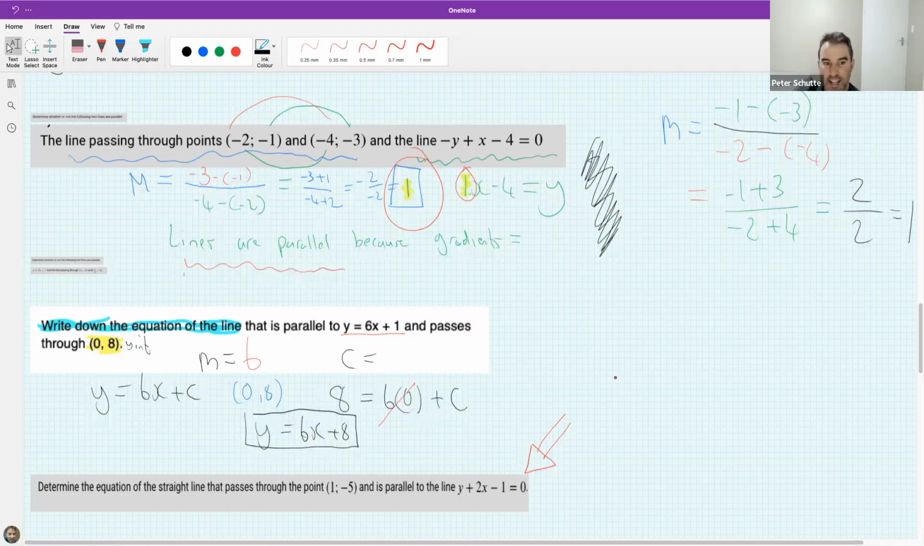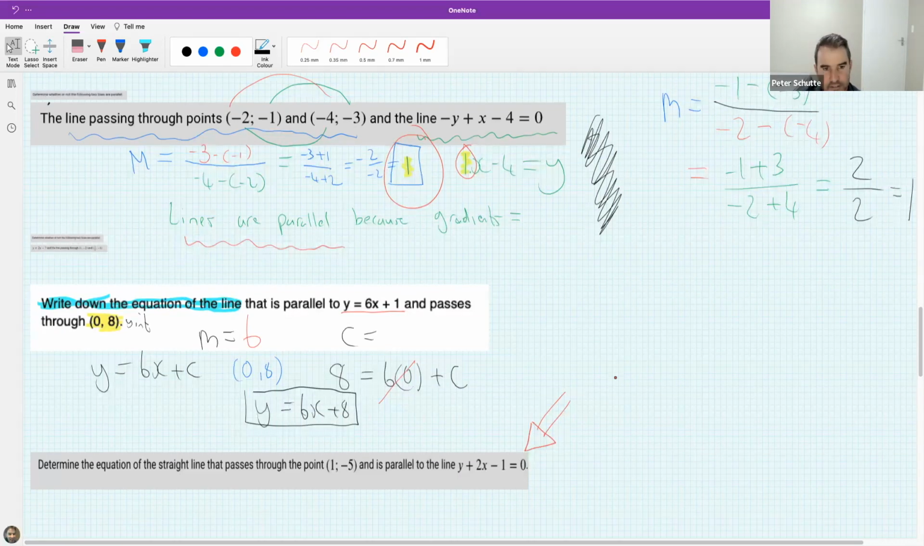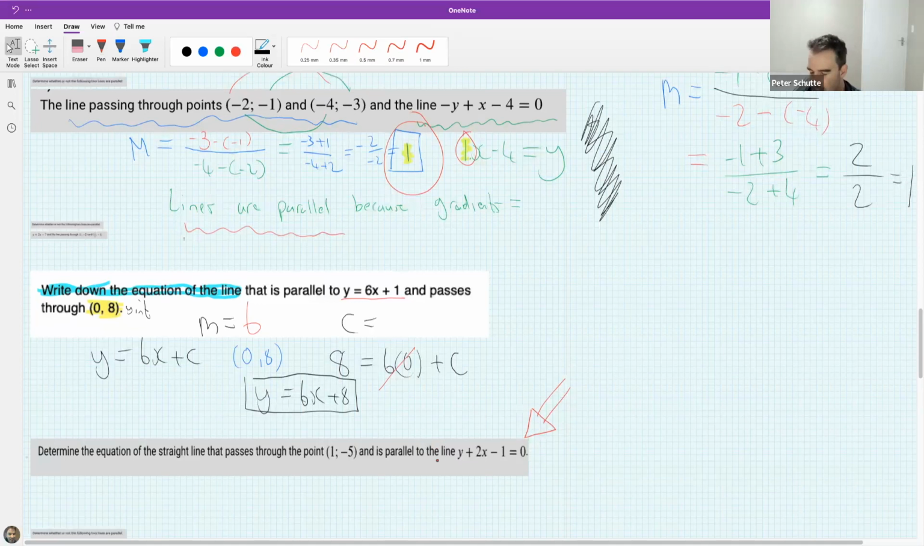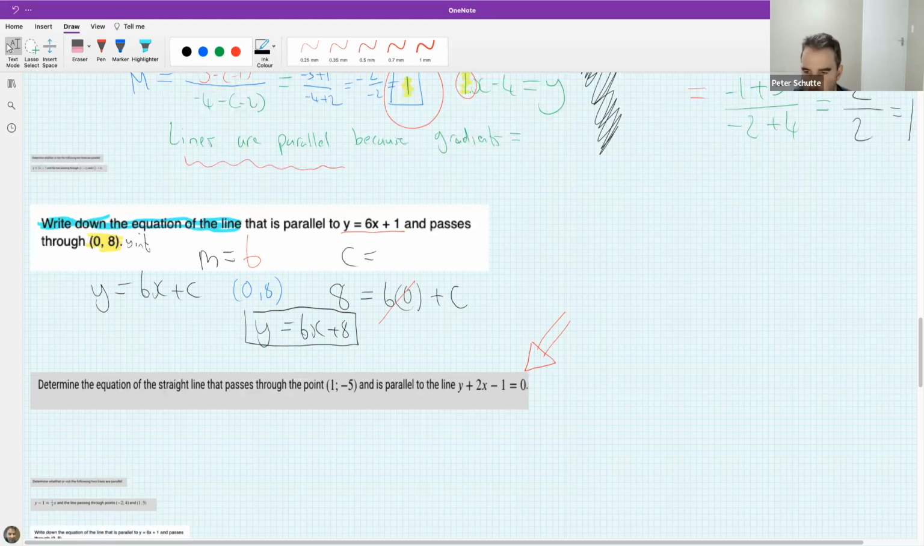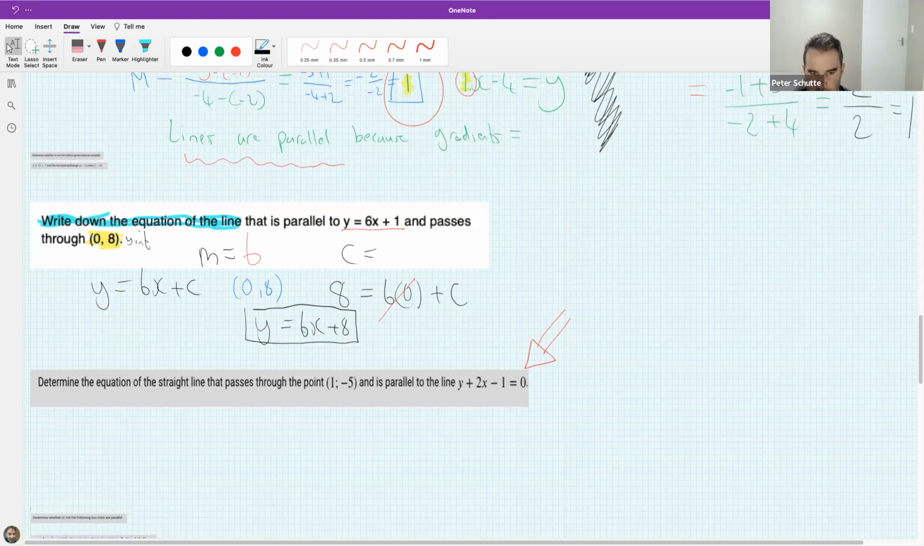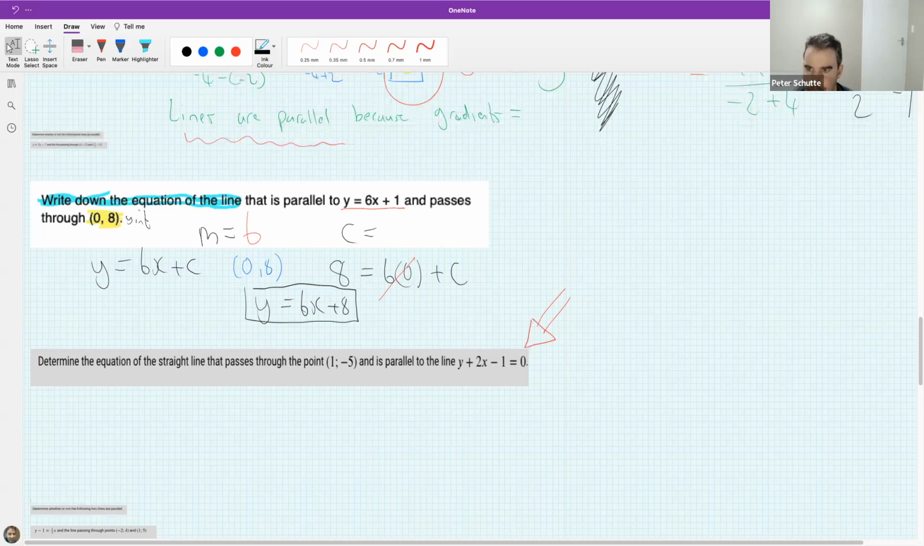If they say to me the lines are parallel, find the equation of the other line, like the question we're trying to do now, that's a different type of question, and it has a slightly different structure. So can we look at this one together now, and I'll show you how it's a bit different. Are you with me? Okay.